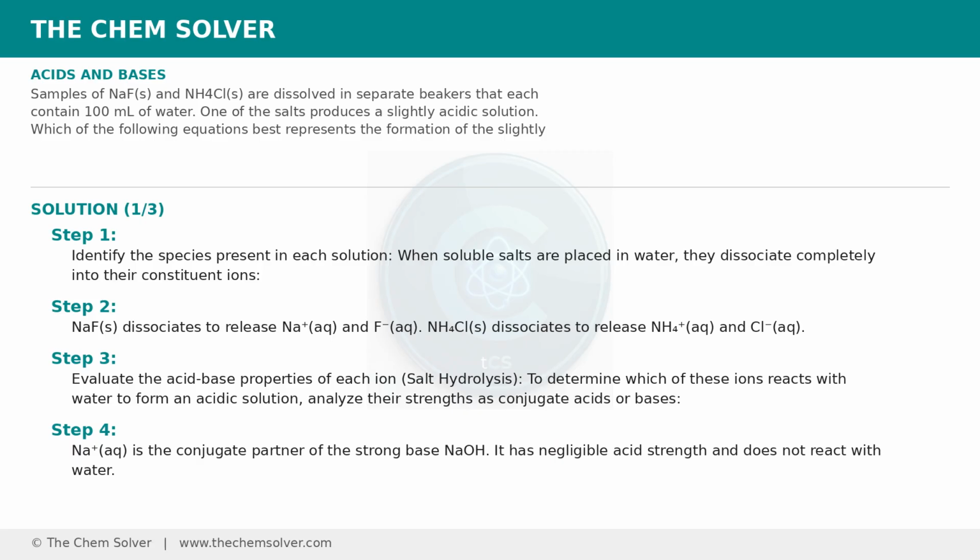Evaluate the acid-base properties of each ion. Salt hydrolysis determines which of these ions reacts with water to form an acidic solution. Analyze their strengths as conjugate acids or bases. Na⁺ is the conjugate partner of the strong base NaOH. It has negligible acid strength and does not react with water.